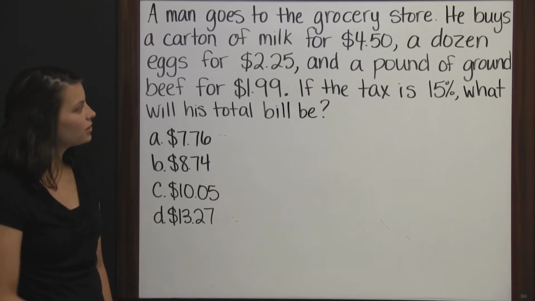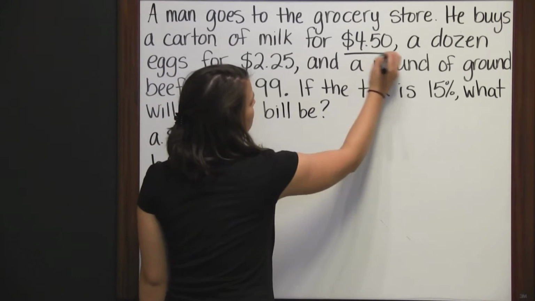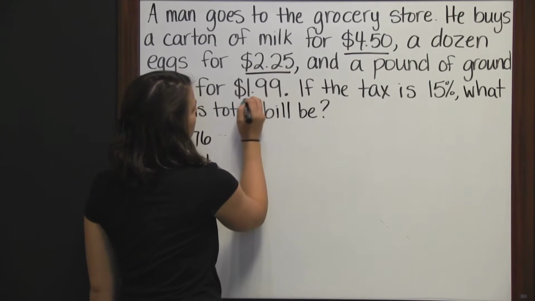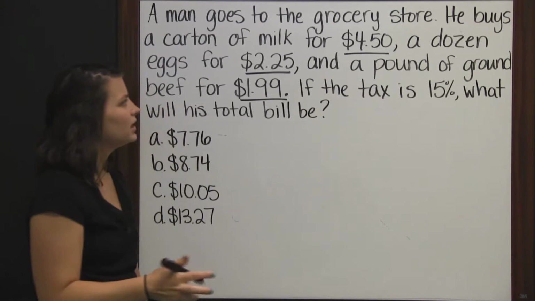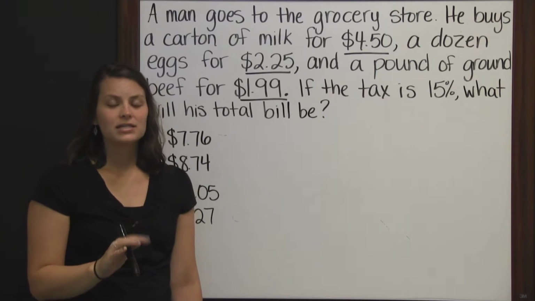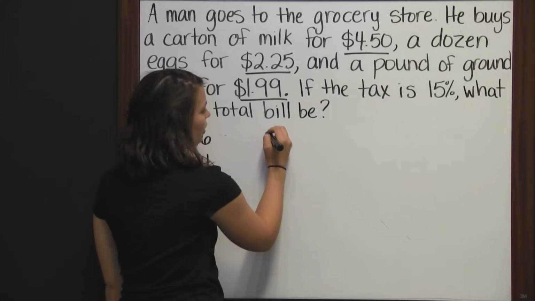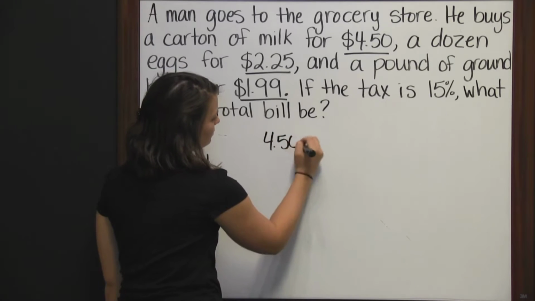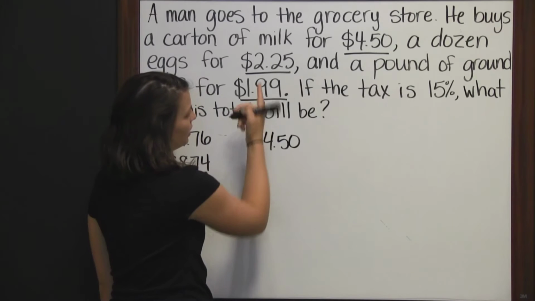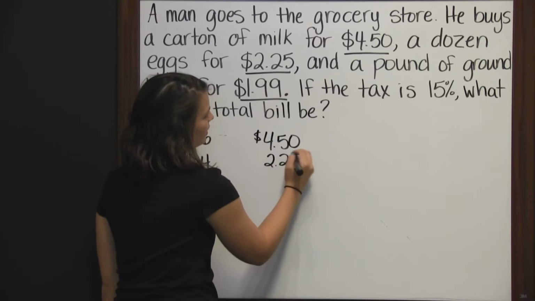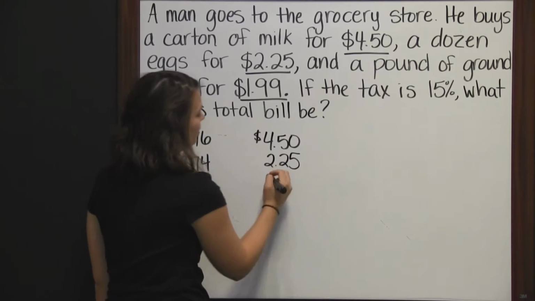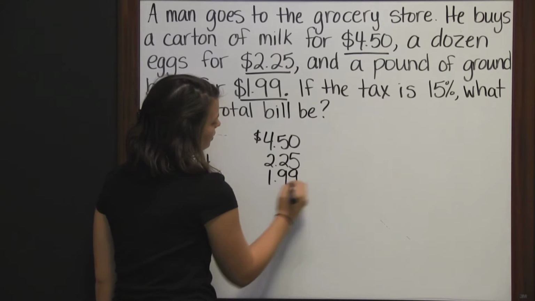So first, we'll take the prices for the 3 items that he's buying and add those together to find the total before tax. So $4.50 for milk plus the $2.25, and then finally $1.99.